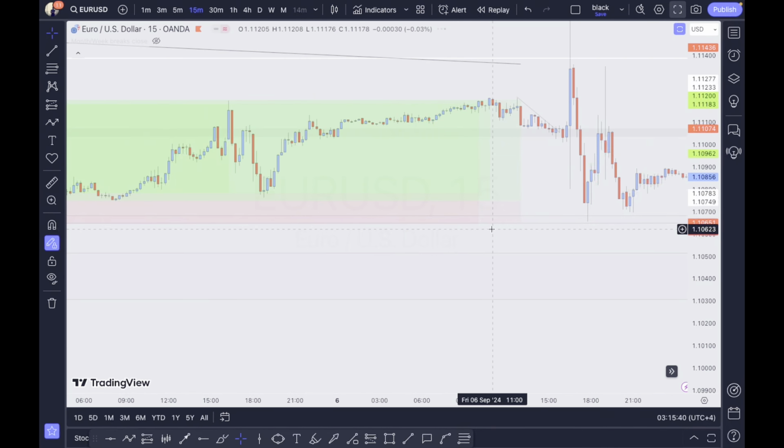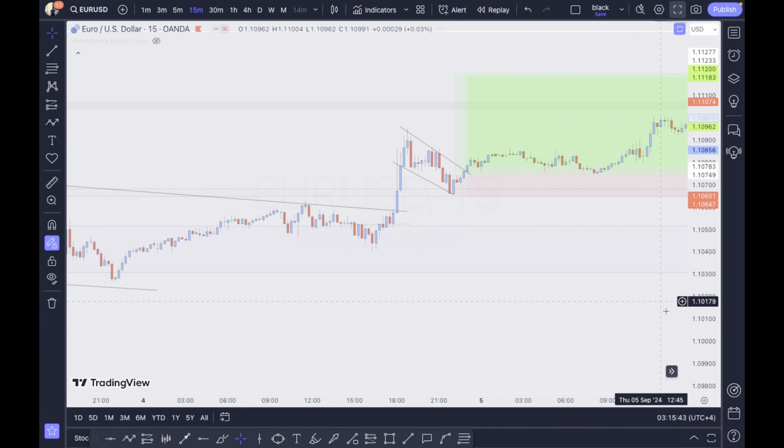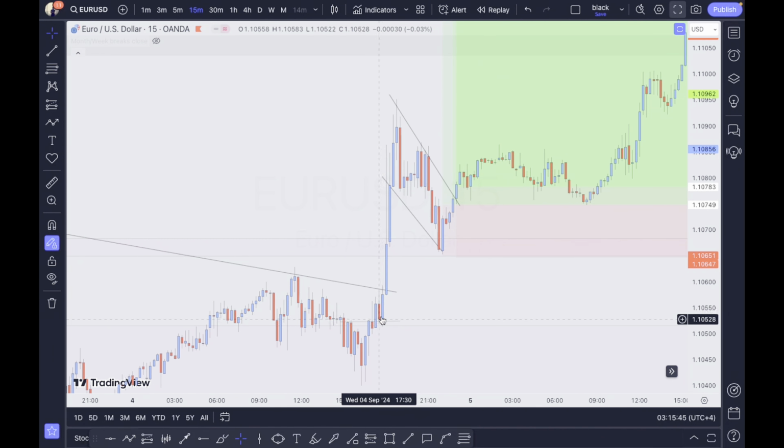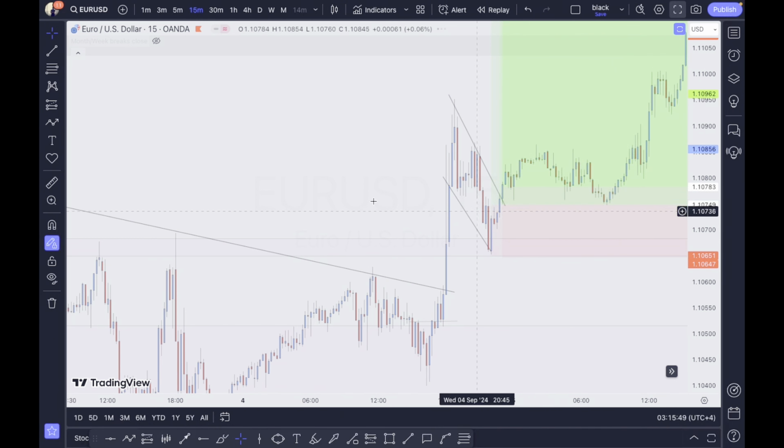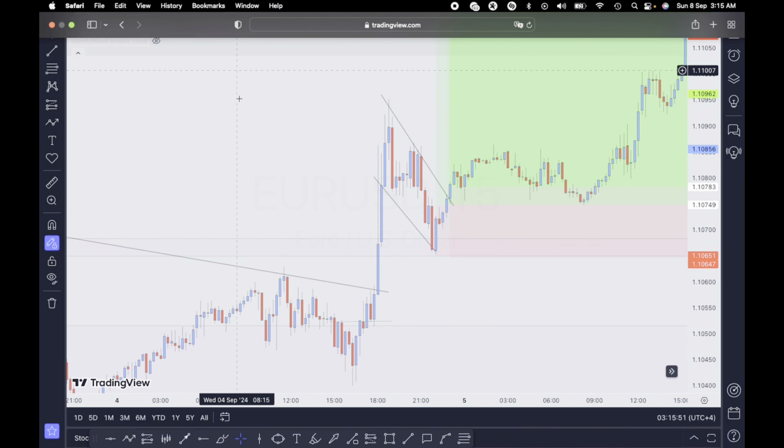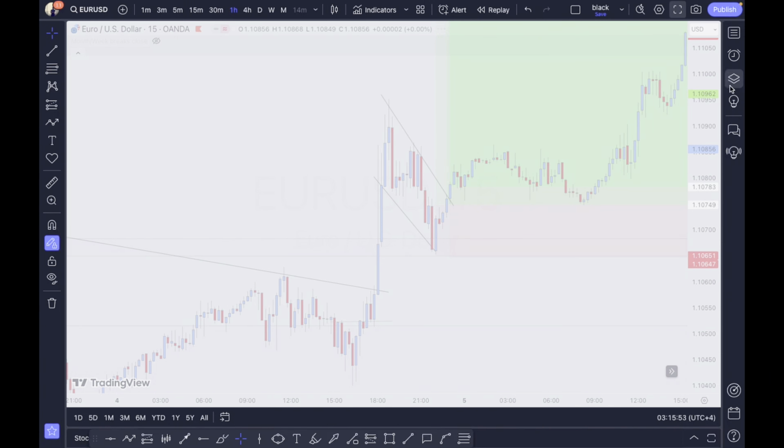So let's go down on the 15 minutes time frame and I'll show you, because this is exactly where I got in. So we had a nice impulsive move. This was a correction and then we had a breakout as well. So this was just the entry, exactly as I explained, right? So that was a very beautiful trade.